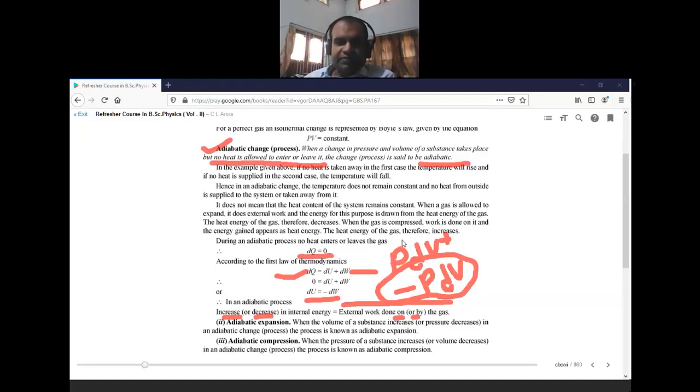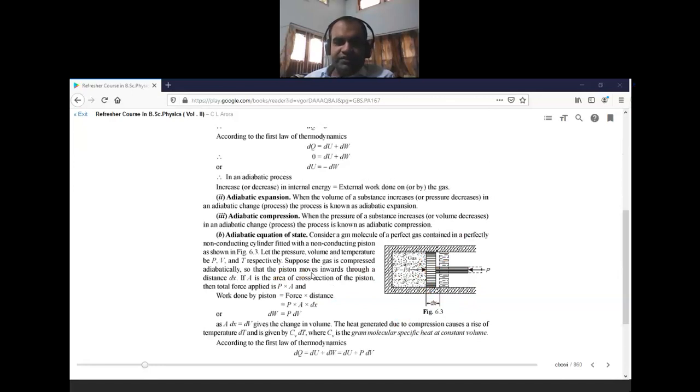Now adiabatic expansion. So what is an adiabatic expansion? Adiabatic expansion is when the volume of a substance increases or pressure decreases. Volume increase means pressure decrease. In an adiabatic change, the process is known as adiabatic expansion. Expansion means increase in volume. Similarly, what is adiabatic compression? When the volume decreases, in that case, it is called adiabatic compression.